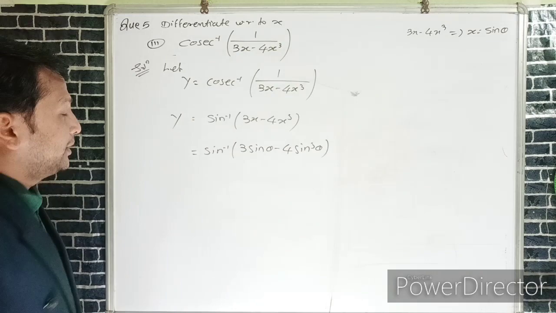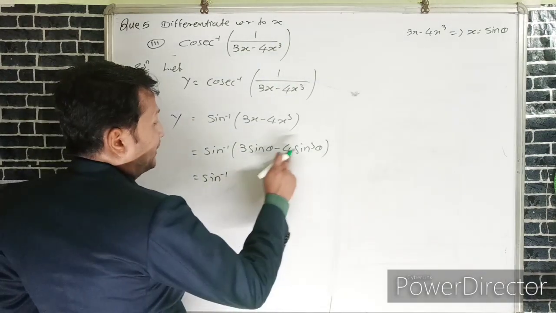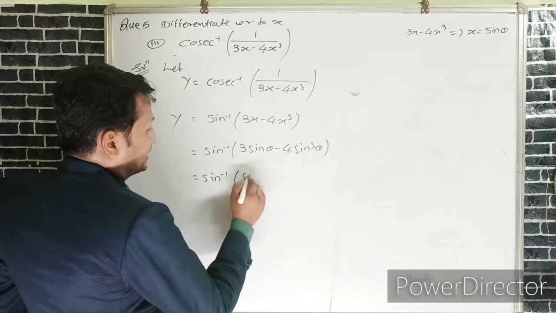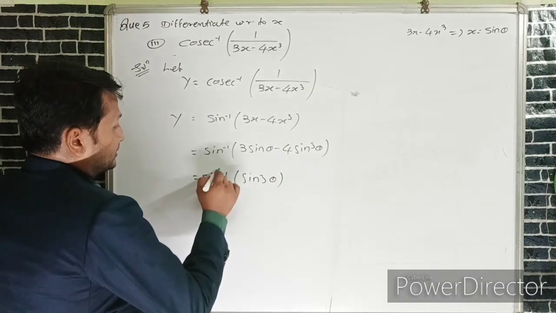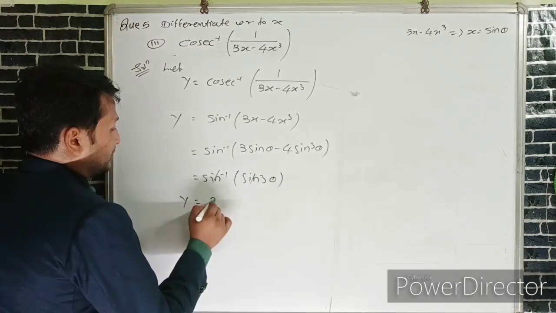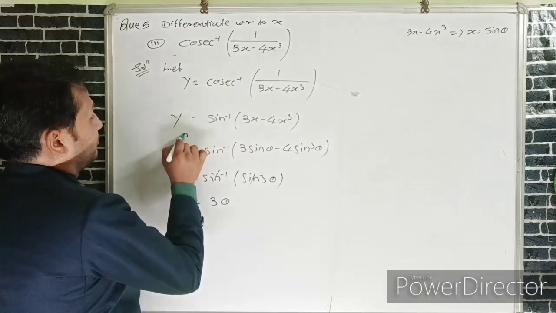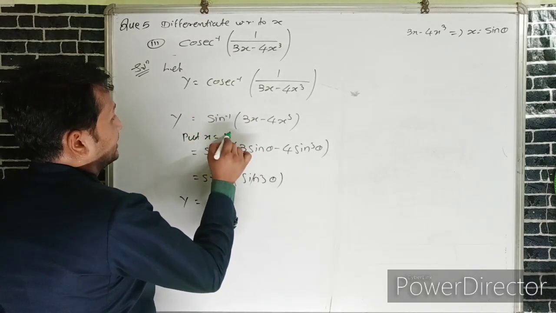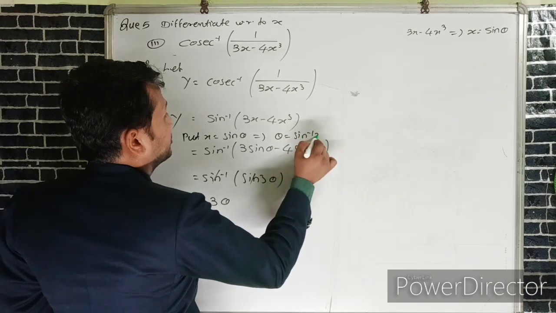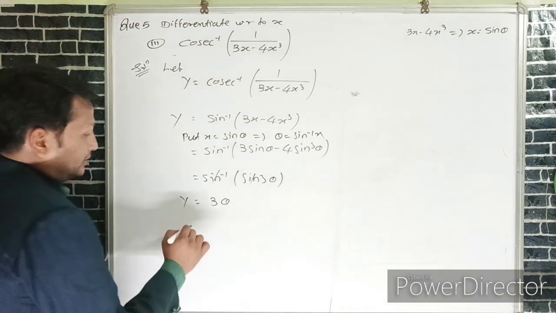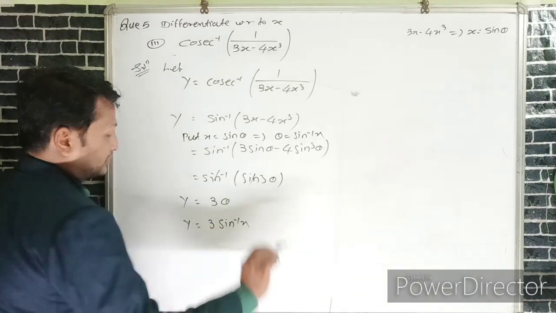By using the trigonometric identity, we can write 3 sine theta minus 4 sine cube theta as sine 3 theta. Hence, sine inverse and sine are cancelled. We can write y is equal to 3 theta. When we put this value x is sine theta, we can write again theta is equal to sine inverse of x. Therefore, y becomes 3 sine inverse x.